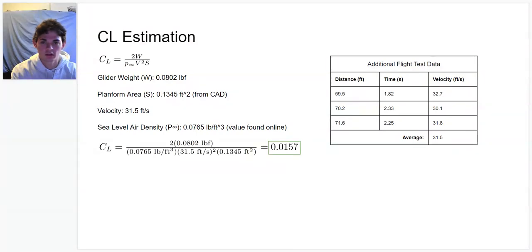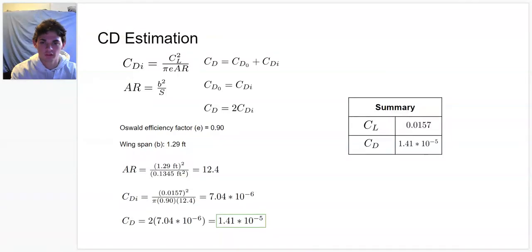I measured my glider and conducted additional test flights to quantify the specified variables. The calculated coefficient of lift was 0.157. Similarly, to calculate the coefficient of drag, I calculated the coefficient of induced drag and doubled the result according to the shown equations. I also measured the glider's wingspan to determine the aspect ratio. The calculated coefficient of drag was 1.41 times 10 to the negative fifth.